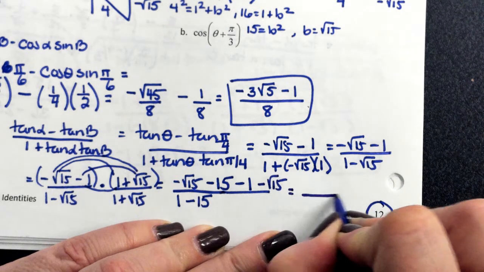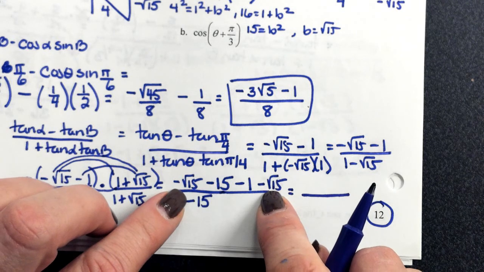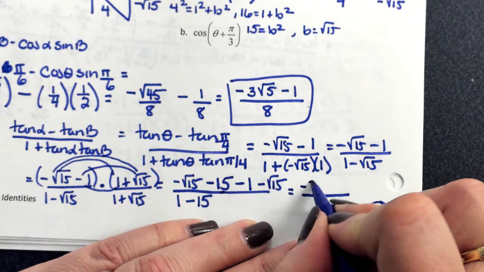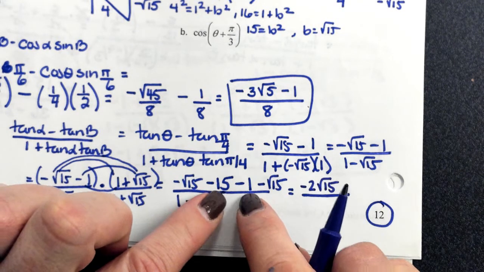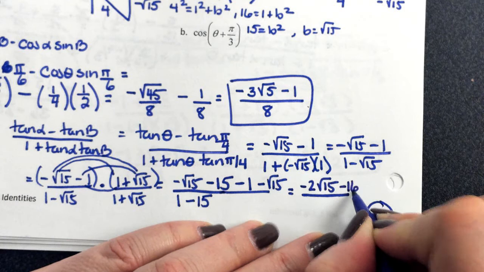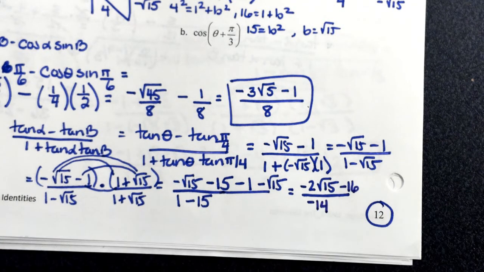So now combine like terms. Well, I have a negative square root 15 and a negative square root 15. They are like radicals. That'll give me negative 2 square root 15. Negative 15 minus 1 is a negative 16. Over 1 minus 15 is negative 14.